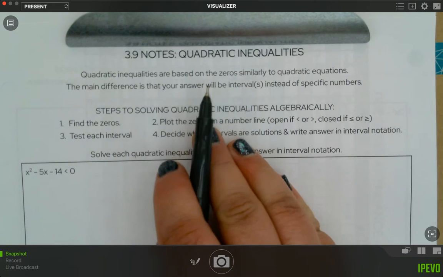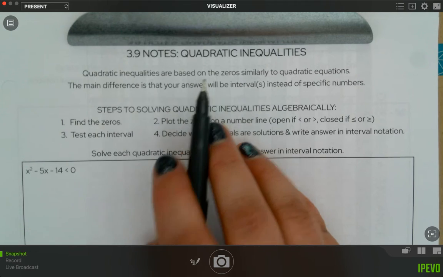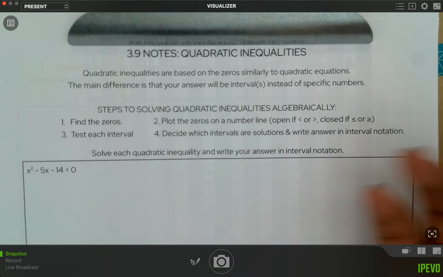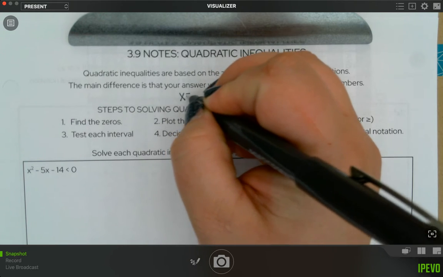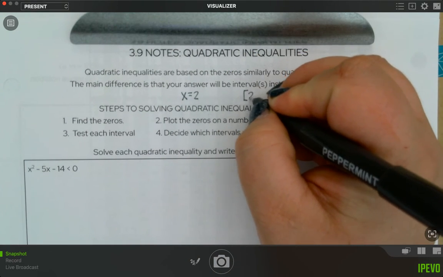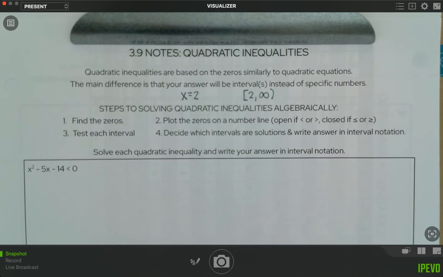So quadratic inequalities are based on the zeros, just like the equations are. And the main difference is that your answers will be intervals instead of specific numbers. So instead of saying something like x equals 2 is your answer, you might say something like 2 to infinity as your answer. And there are four basic steps.